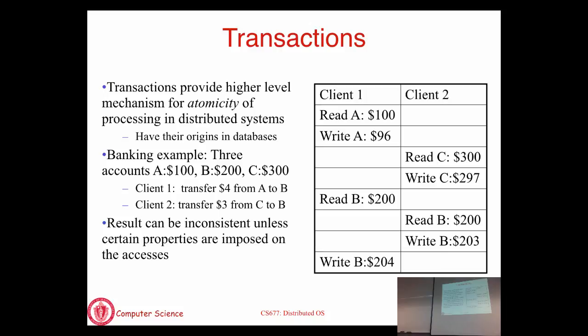So I presume all of you have heard of this term called transactions. Let me define what that means. Transactions are a mechanism for providing atomicity. Atomicity is basically an all or nothing property. So if you say that a certain set of operations are atomic, that means they all execute or none of them execute.